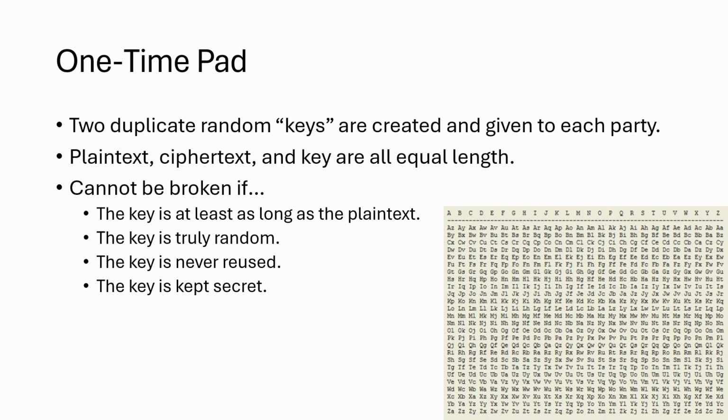It cannot be broken if the key is at least as long as the plain text, the key is truly random, the key is never reused, and the key is kept secret. So it's all around the key and the quality and the secrecy of that key. And here's an example here. So on the left, on the right.